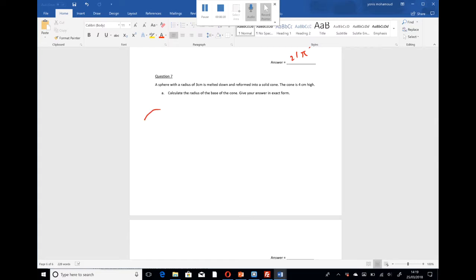So let me just explain what's going on. We have a sphere and it has a radius of 3 centimeters. This sphere is going to be melted down to a solid cone with a height of 4 centimeters, and we are asked to work out the radius of this cone. So how do we do that?